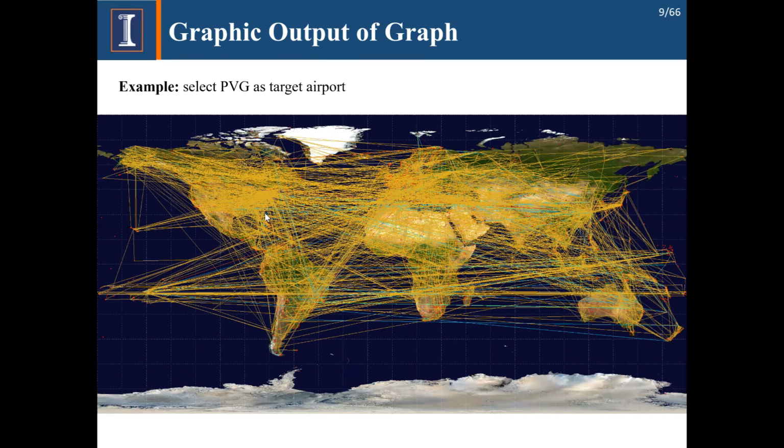We select PVG as the target airport, and then we produce this graphic output.